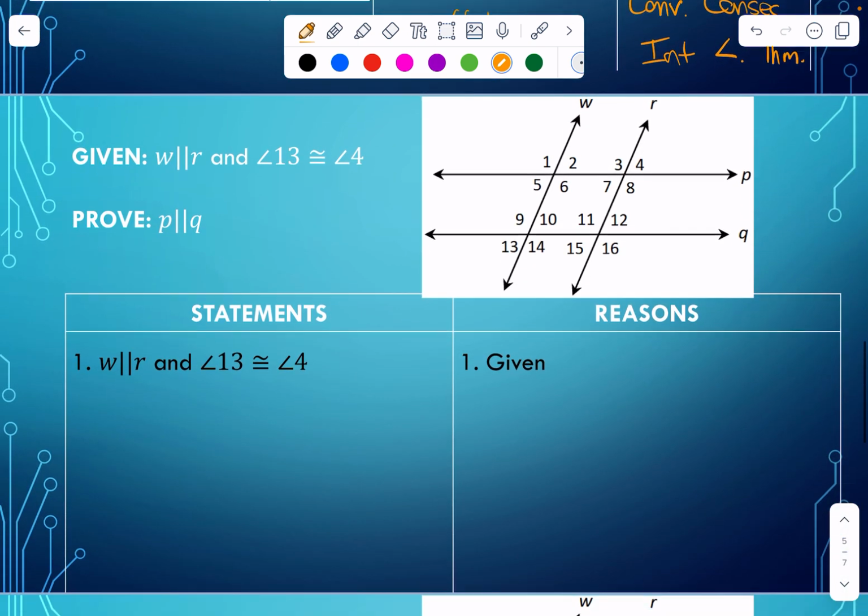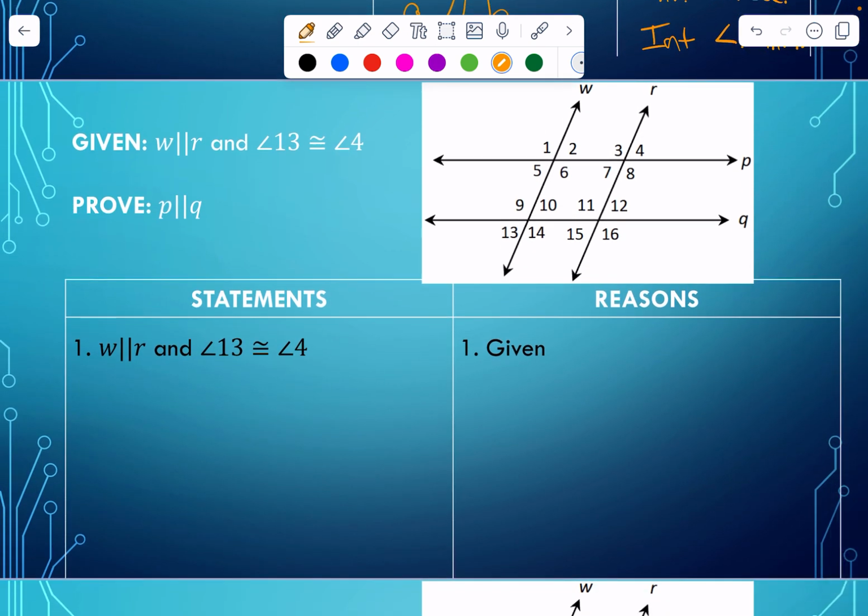All right, so now we're ready to write a proof. Let's take a look at what we're given. In this first proof, I am given that W and R are parallel. I am also given that 13 is congruent to 4. The first thing I'm going to look for is a relationship to both 13 and 4, so I'm going to use 12. 13 is alternate exterior to 12. 12 is corresponding to 4.